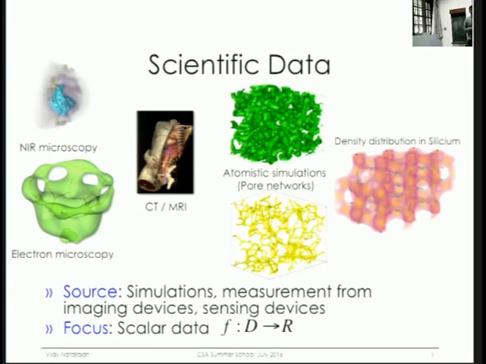Sensing devices, such as heat sensors, pressure sensors, gyroscope, all kinds of sensing devices. All of them generate data, and we are particularly interested in cases where they generate data over a spatial domain. So let's take some examples.